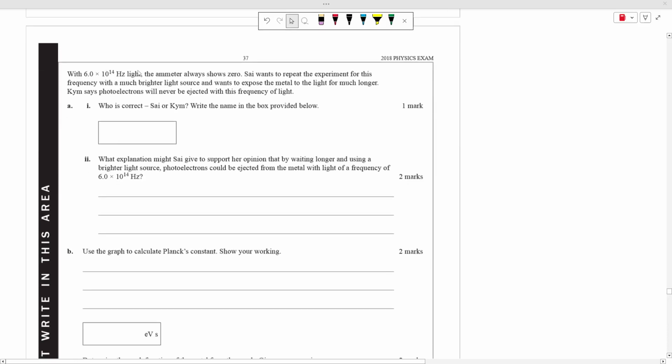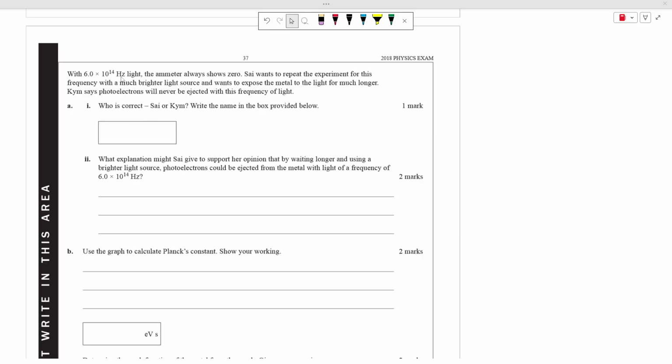With 6 times 10 to the 14 hertz light, the ammeter always shows 0. Sai wants to repeat the experiment for this frequency with a much brighter light source and wants to expose the metal to the light for much longer. Kim says photoelectrons will never be ejected with this frequency of light. Who is correct, Sai or Kim? Write the name in the box provided below.